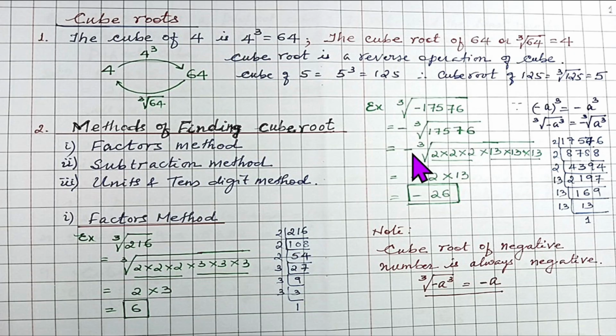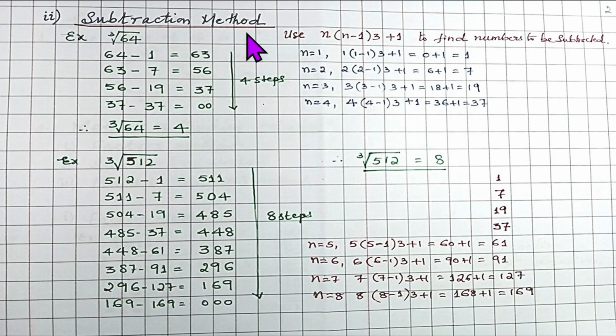Okay, remember that. Now find the factors of 17576, and I have found out the factors here. There is a triple of 2 and a triple of 13. So take one 2 from the triple of 2, and one 13 from the triple of 13, and 2 into 13 becomes 26 with a negative sign. So therefore the cube root of minus 17576 is minus 26, and this is very clear that the cube root of a negative number is always a negative number. That is, the cube root of minus a cube is minus a. Please remember that.